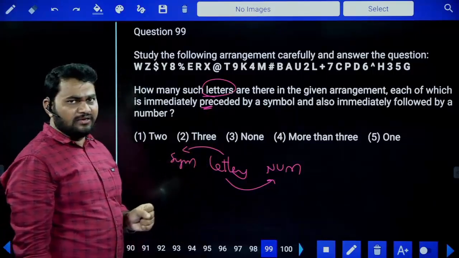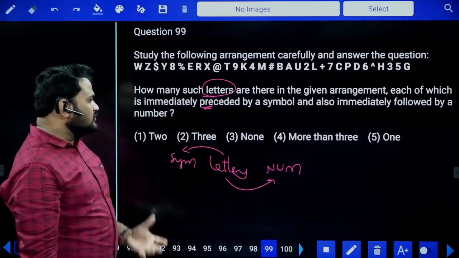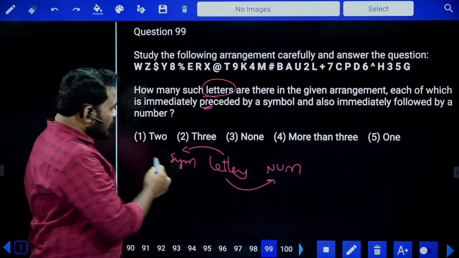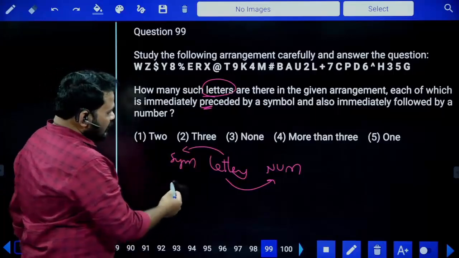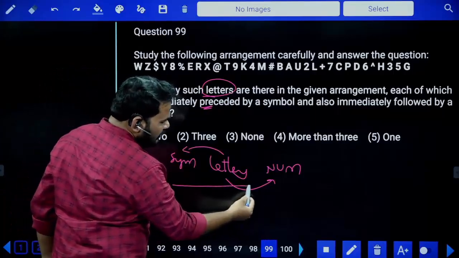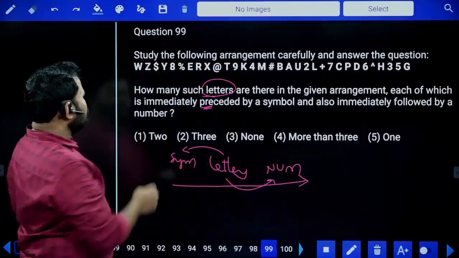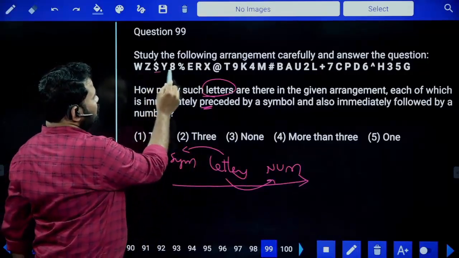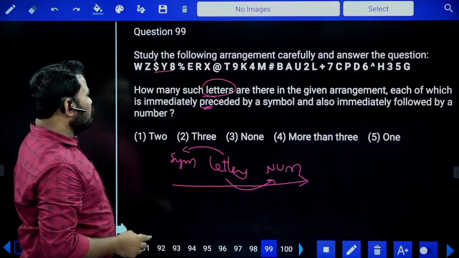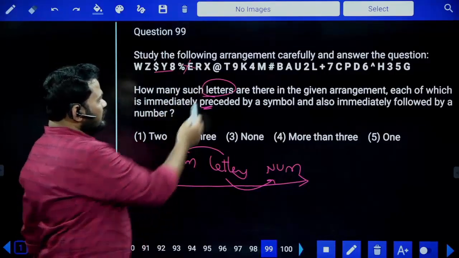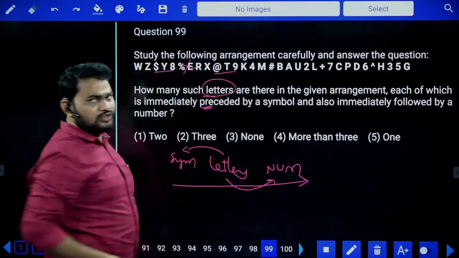finding symbols and numbers. Always try to get the answer using either symbols or numbers. So I just want to get the answer by using symbols. After symbol we need to get a letter, and after letter we should get a number. Symbol, letter, number. We have a symbol after letter and the number, it is perfectly valid. Symbol, letter, number is not there, so it is invalid. Symbol, letter, number is there, so it is a valid one.